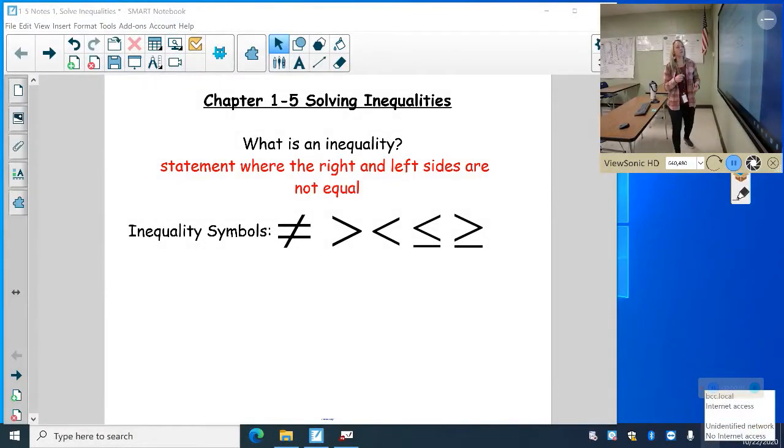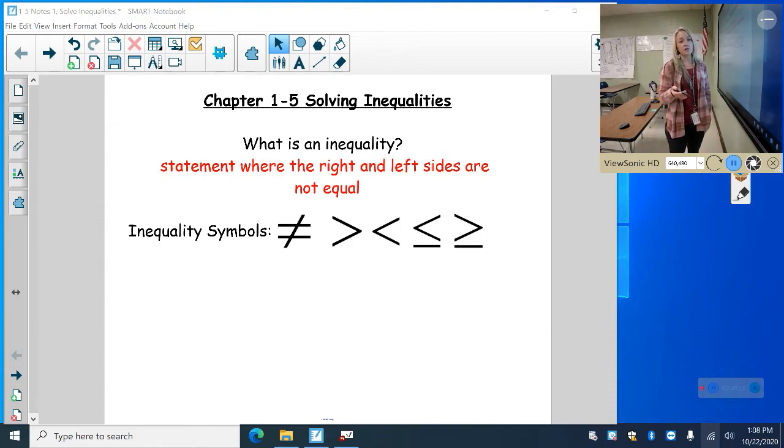Okay, the next section we're going to work on is Chapter 1.5, Solving Inequalities. This should be a fairly simple section compared to 1.4 because most of you already know how to solve equations. If you know how to solve an equation, you should know how to solve an inequality. An inequality is just a symbol other than the equal sign.